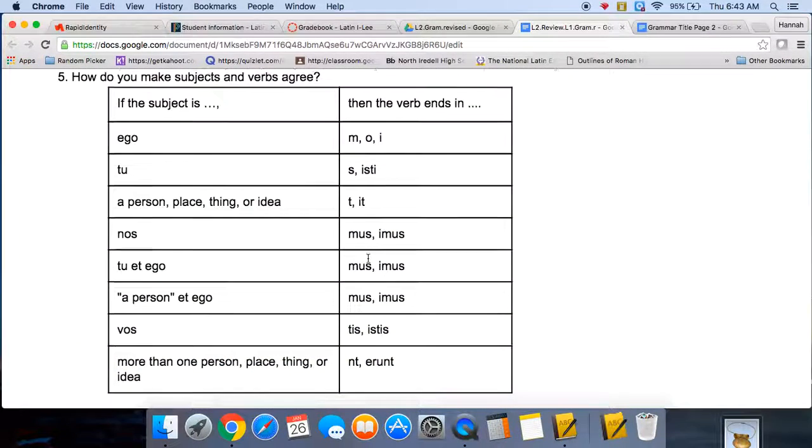Okay, part 5, subjects and verbs need to agree. If the subject is singular, the verb has to be singular. If the subject is plural, then the verb has to be plural. 2 singular subjects would make a plural verb. And so you can kind of take a look at those.